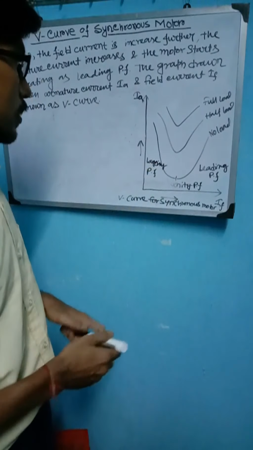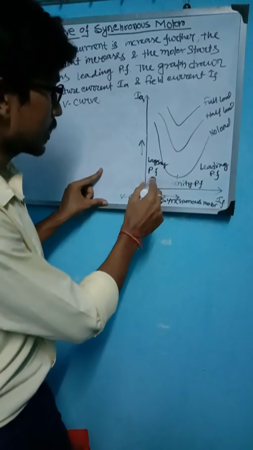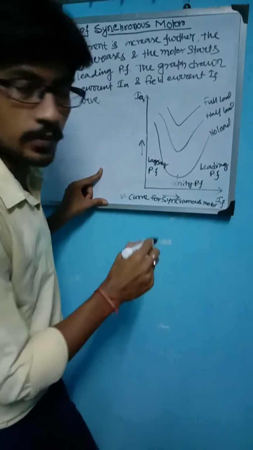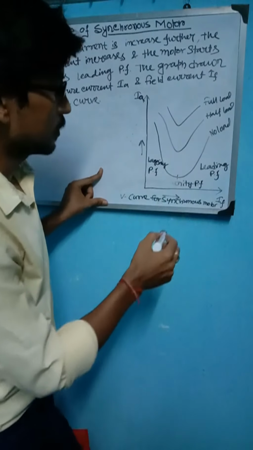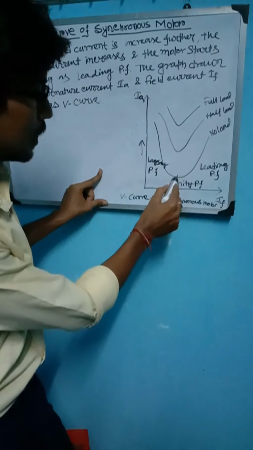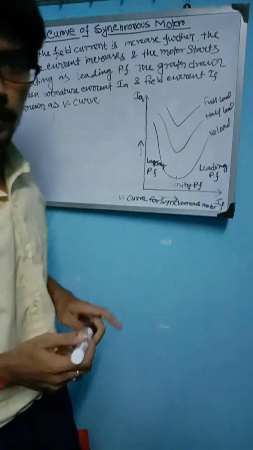So these are the leading power factor, these are the unity power factor where the armature current is minimum, and these are the leading power factor. These are the lagging power factor, these are the unity power factor, and these are the lagging power factor.